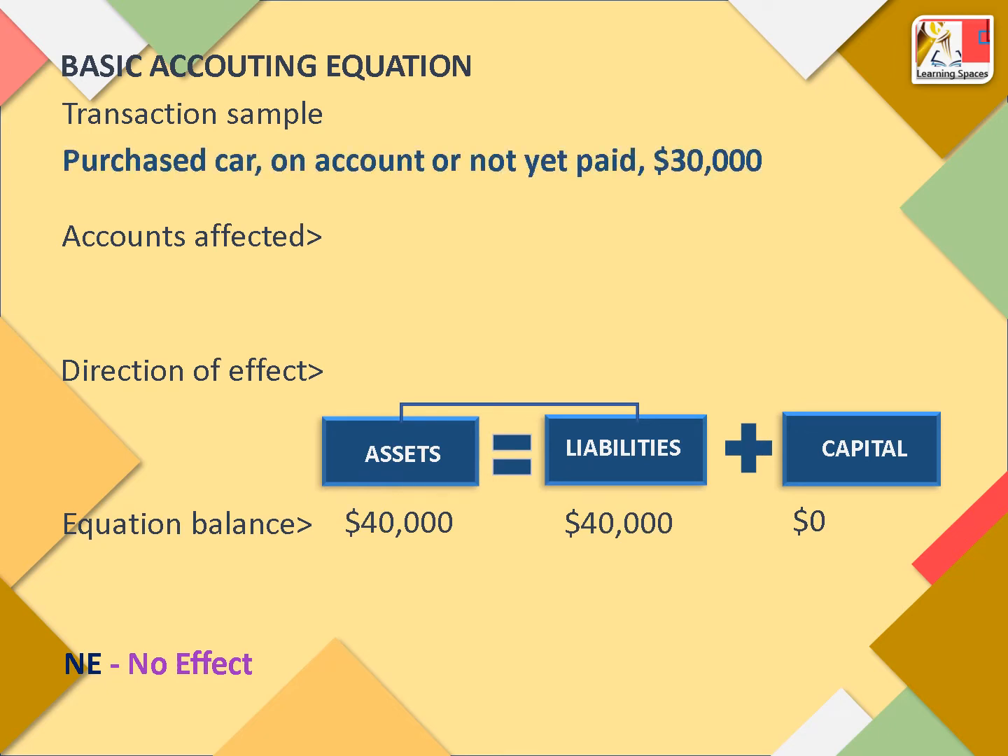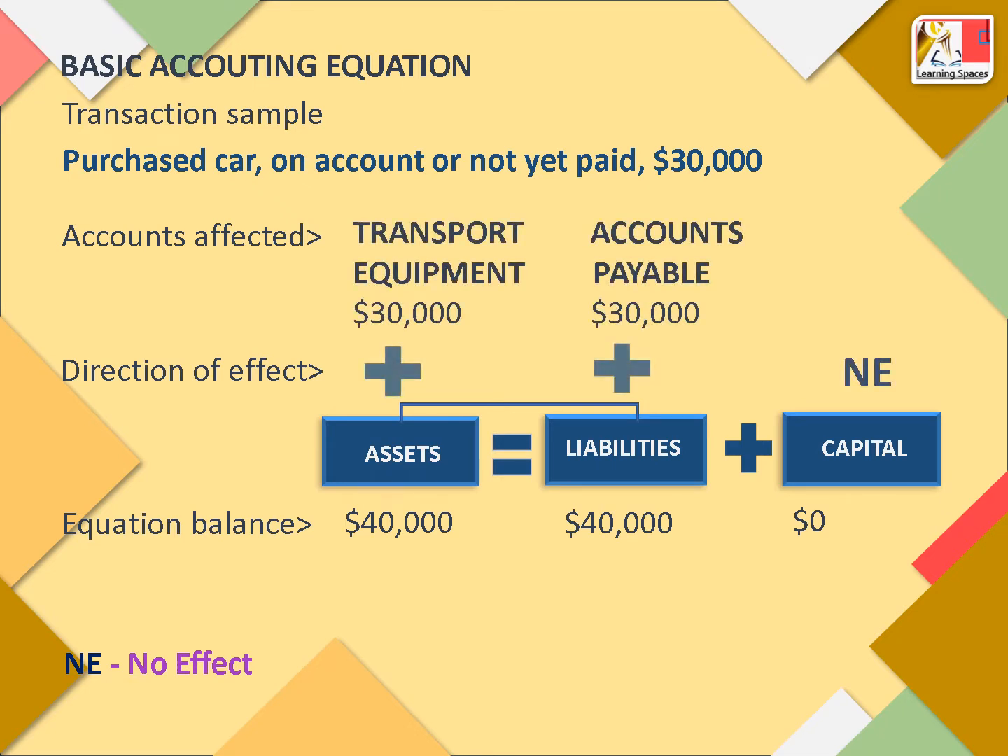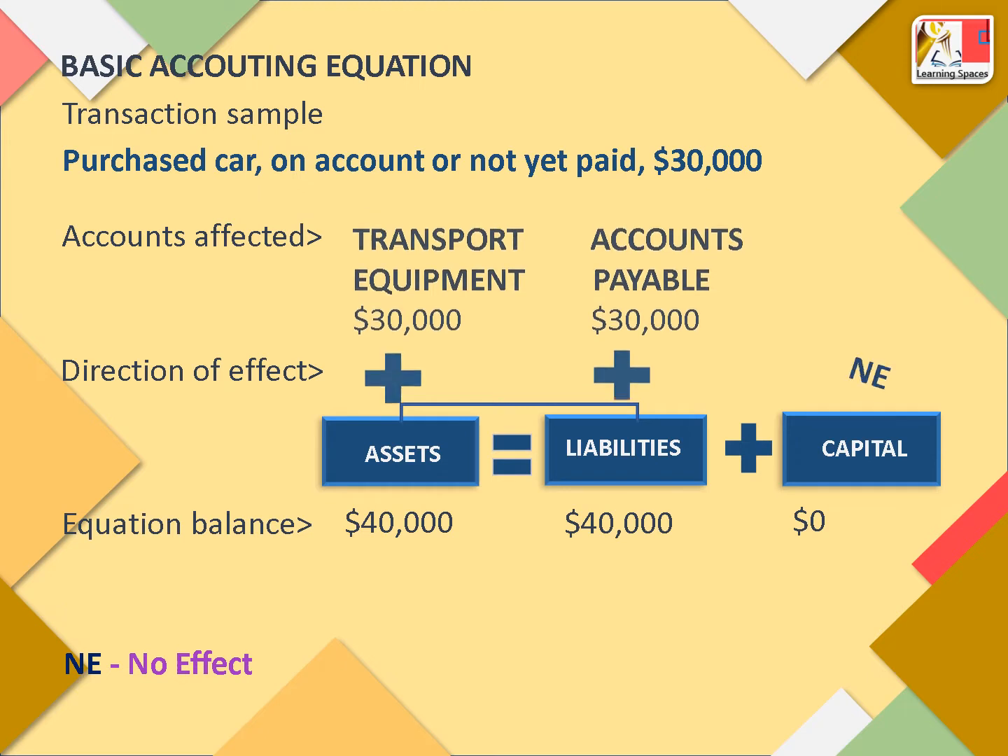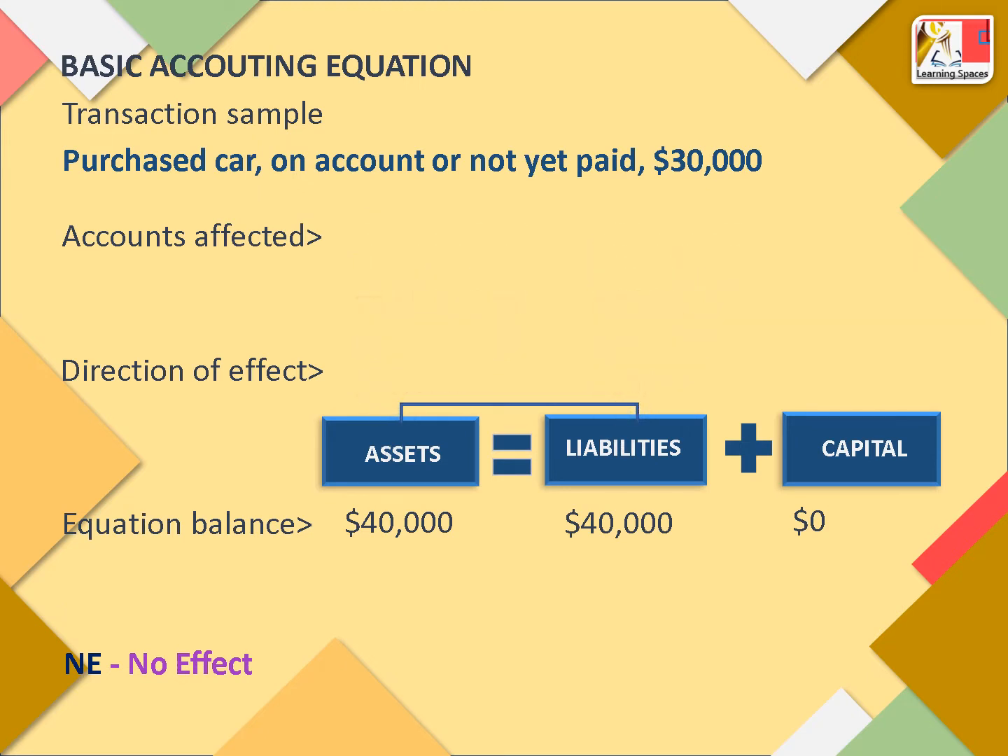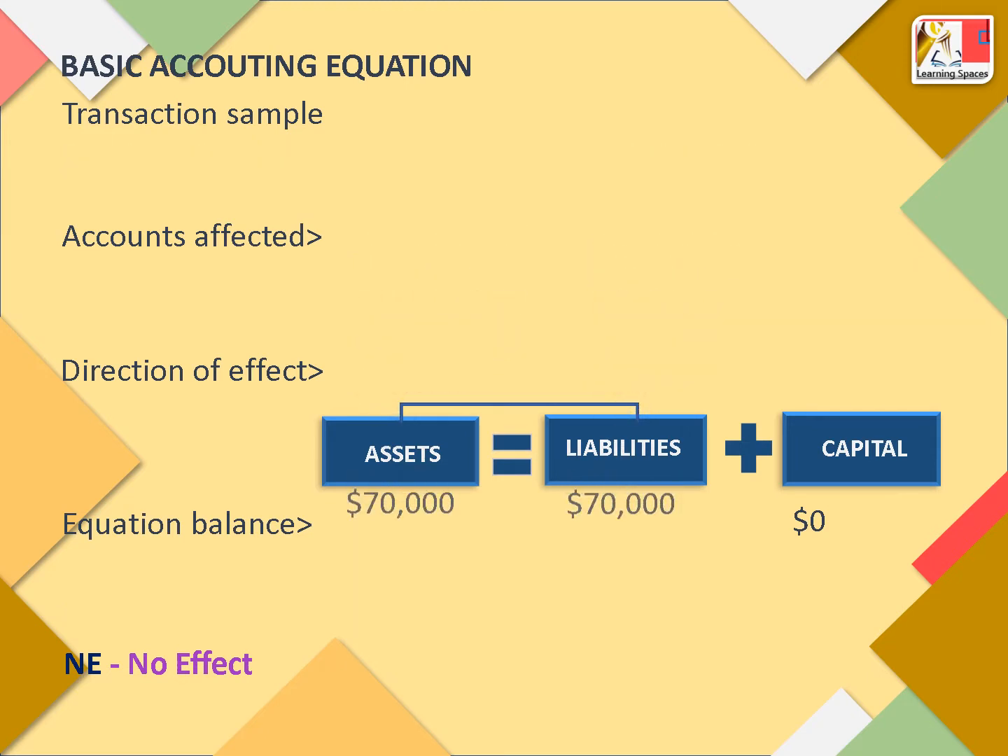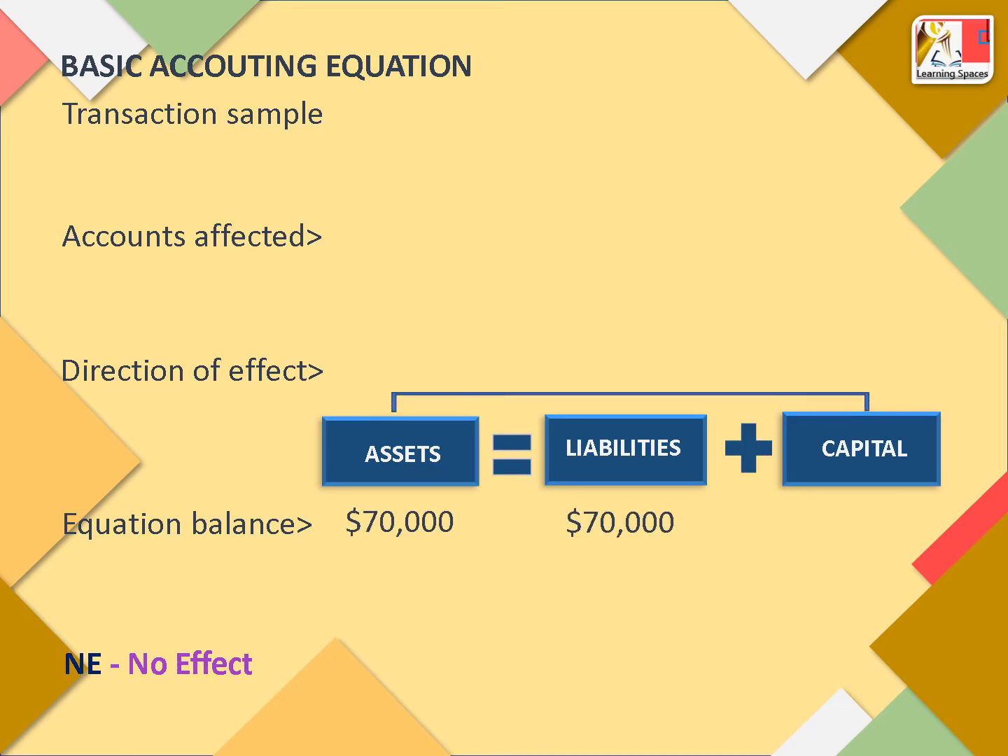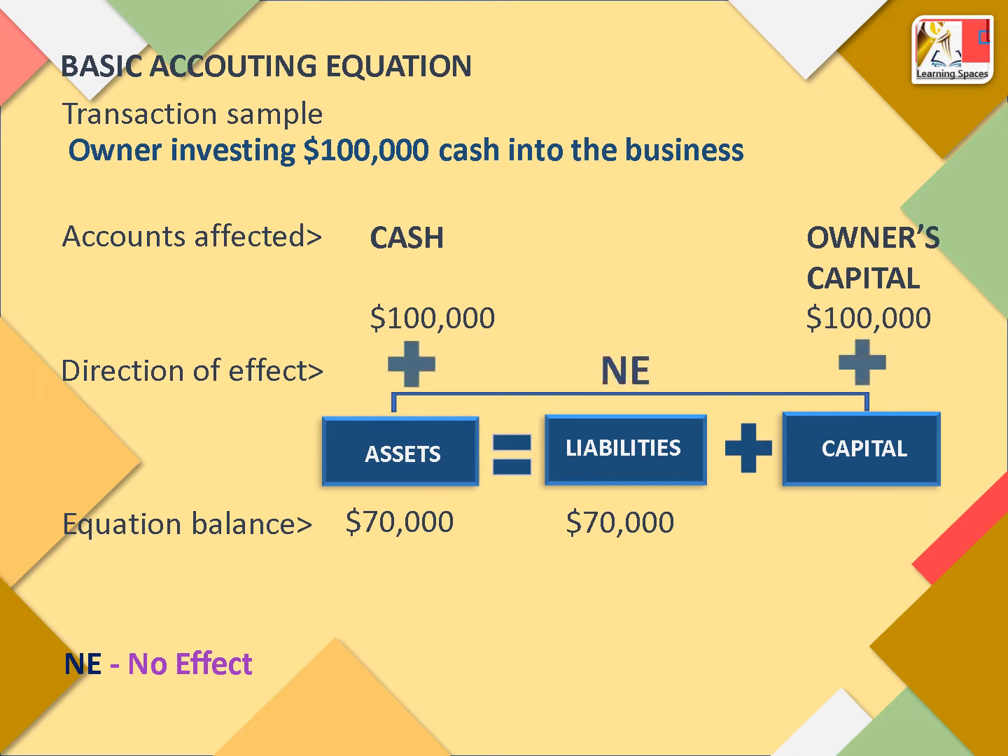Let's do more dual effects. Supposing a car for the business was purchased from a friend on account, meaning the payment is not yet made at this point. That is an addition to assets and again on liabilities. Check this time between assets and capital or equity relationship. Supposing the owner invested cash into the business, that will be an addition to assets as well as on the capital.